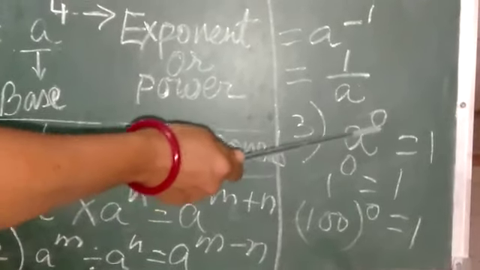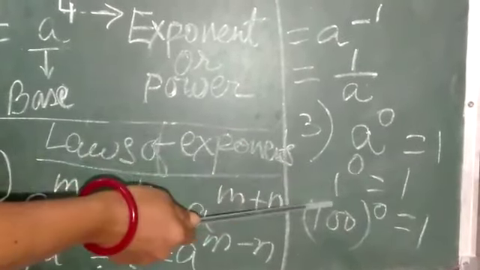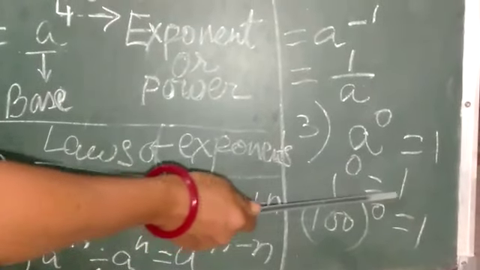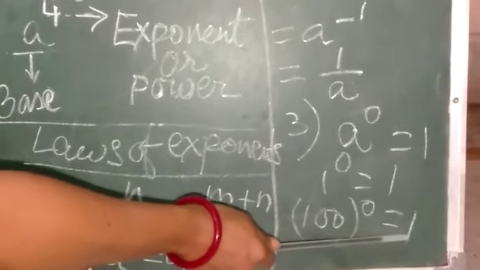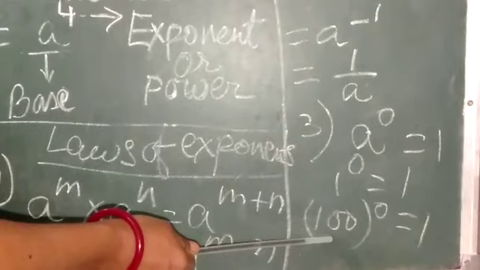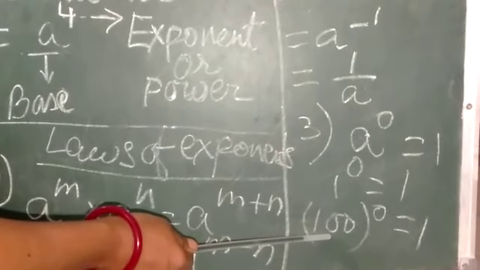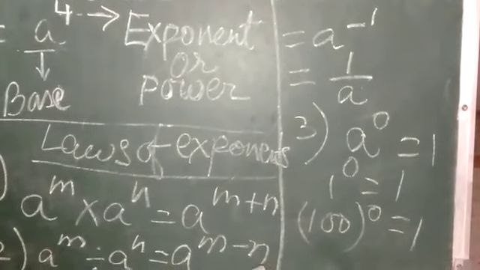Moving on to the next law: any number to the power 0 is equal to 1. 1 to the power 0 is also equal to 1, and 100 to the power 0 is equal to 1. That 100 can be any negative integer as well, like minus 2 or minus 4 to the power 0 is also equal to 1.